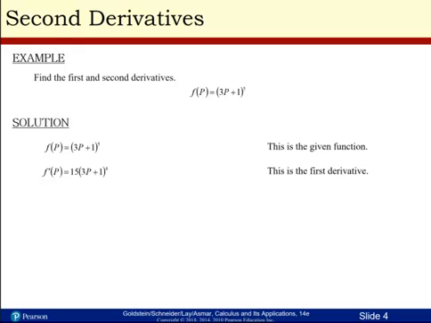I'll bring down my 5, and then I will multiply it by the derivative of the inside. So the derivative of 3p plus 1 is 3, so I'll multiply that 3 times 5, get 15 times the quantity 3p plus 1, all raised to the 4th. That's the first derivative. Simplified, it's beautiful.